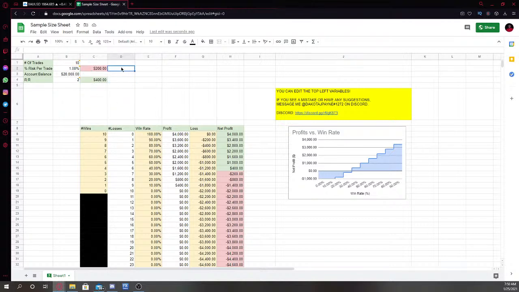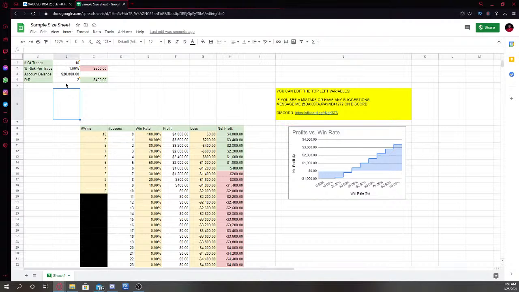Okay. Now, what that means is, if you lose every single trade, if you lose all 10 trades, that means you would lose 10%. You can see right here. If you have 0 wins and 10 losses, you would lose $2,000 with a $20,000 account. You lose 10% of that account, right?